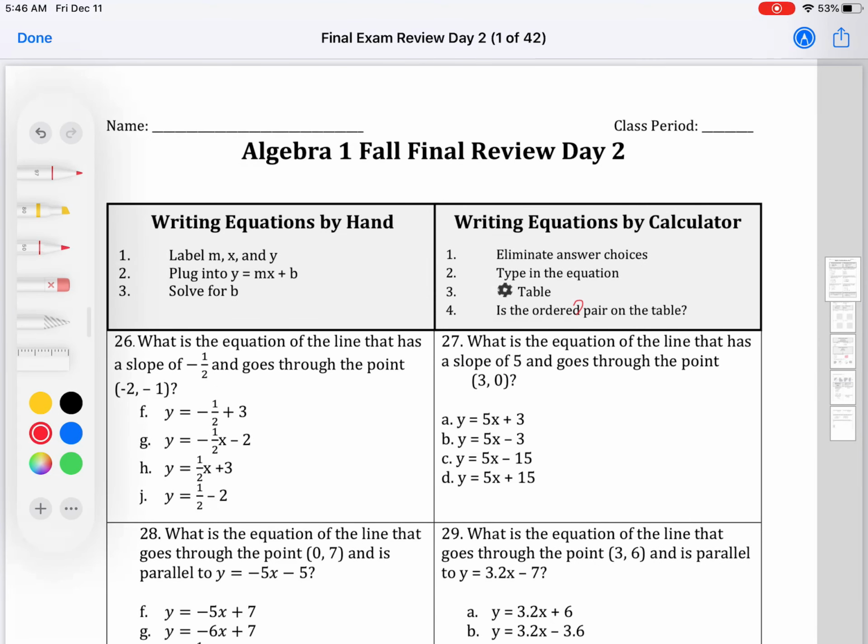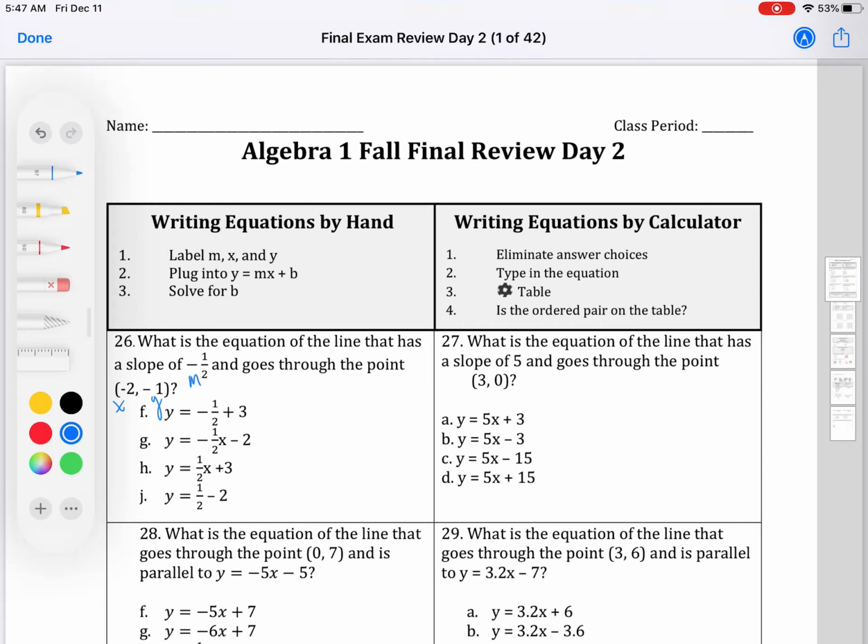In this video, we are going to go over our second day of material. So this is what we've been doing in the most recent months. So in the first one here, what it says is we need to learn how to write equations. So to write equations by hand, it says step 1, label m, x, and y.